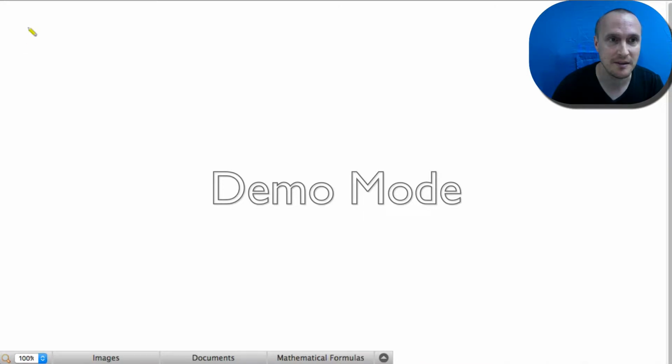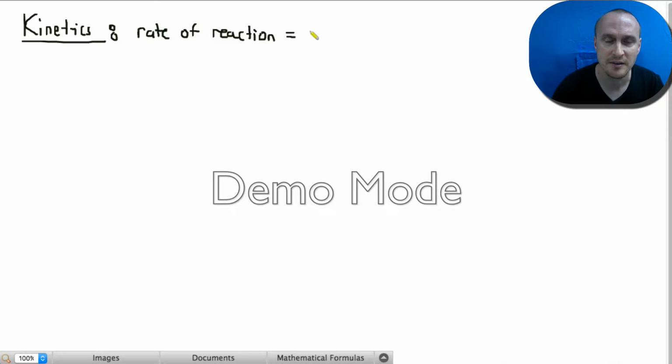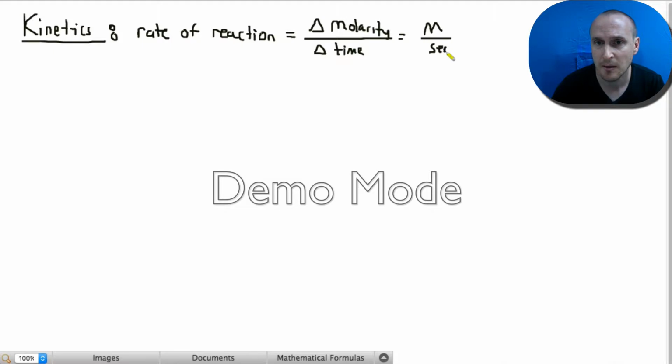In chemistry, we think of kinetics as measuring the rate of a reaction. Now, what is the rate of a reaction? A rate of a reaction is the change in molarity over the change in time. We express rate in molarity, usually per second, or it could be per minute, or any time component. Let's just say molarity per second.